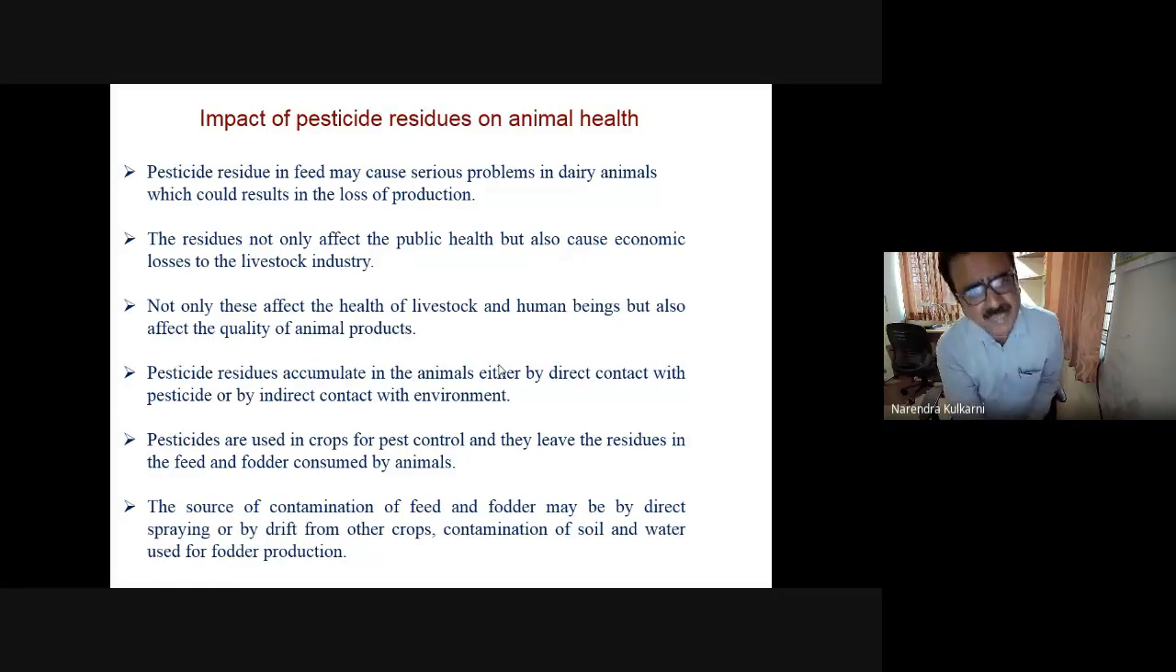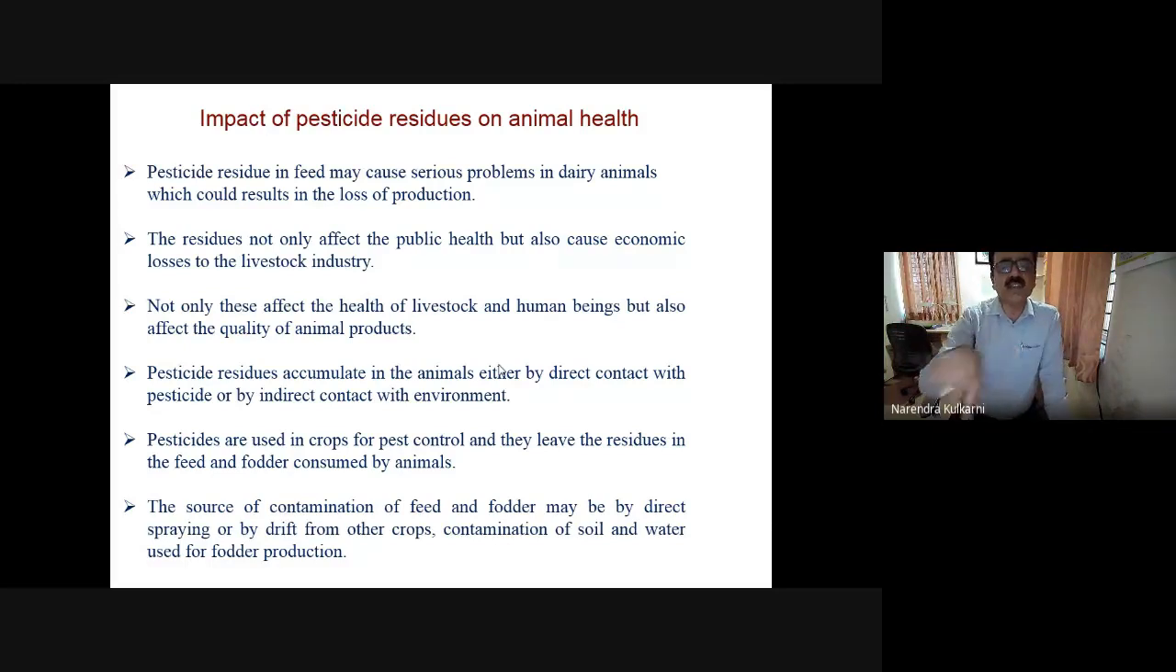So how does this impact? As you are aware, pesticide residue is a big problem, not just in cereals, pulses and fruit crops. It is a big problem even in animals and animal products. Even milk. You might have heard and read that even human milk, or the dairy milk we are consuming, is contaminated with many pesticides, and you have seen plenty of pesticide residue cases in milk samples. Pesticide residue in feed may cause a serious problem in dairy animals, which could result in loss of production. It may affect even animal health.